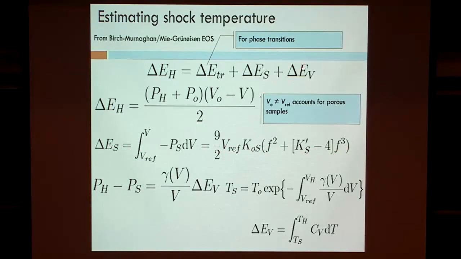And the change in energy at equal volume going from the isentrope up to the Hugoniot, okay, that's just the integral of the isochoric heat capacity. Okay, and so if we know the isochoric heat capacity, and if we know the Grüneisen parameter, so that we can know the difference in pressure between the Hugoniot and the isentrope, you can determine the Hugoniot temperature. Conversely, if you measure the Hugoniot temperature, you can determine something about the heat capacity at high pressure.